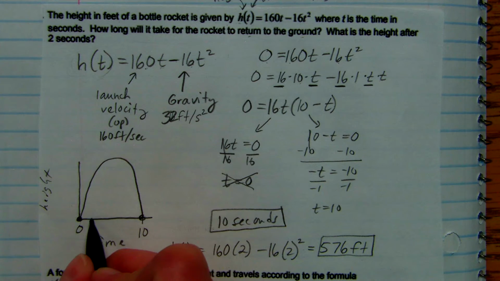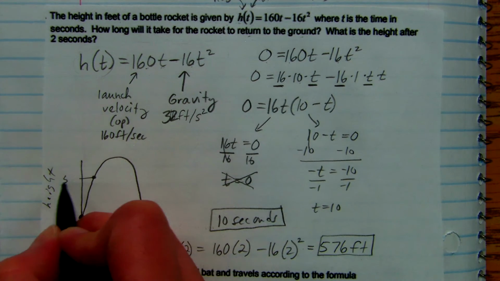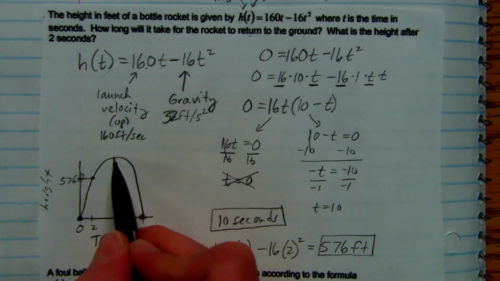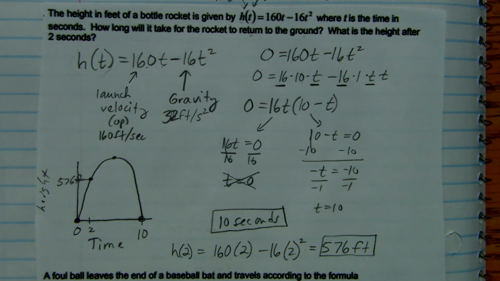So this is 2 seconds to be right here. That's saying wherever that meets, that's 576 feet. And we're going to learn here in a minute how to figure out what this maximum height is, how high it goes. We're just kind of easing our way into it.